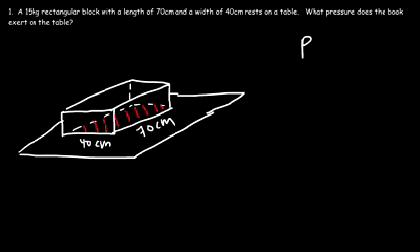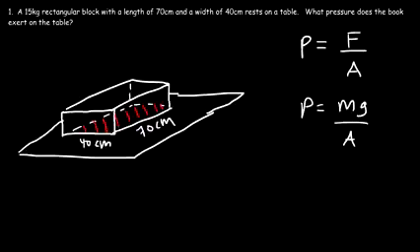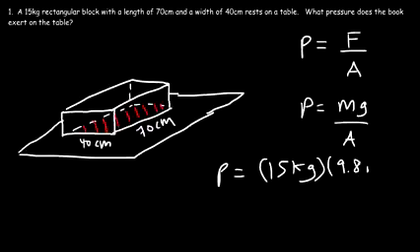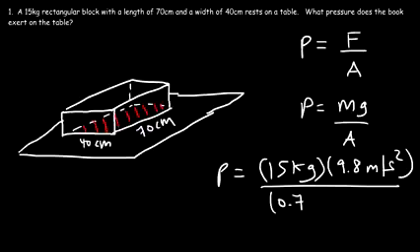And we know that pressure is force divided by area. And the force that the book exerts is basically the weight force of the book, which is mg. So the pressure exerted by the book is just mg divided by the area of the book. So the mass of the book is 15 kilograms. The gravitational acceleration is 9.8. And the area, let's get it in square meters. So to convert centimeters to meters, divide by 100. 70 centimeters is 0.7 meters and 40 centimeters is 0.4 meters.